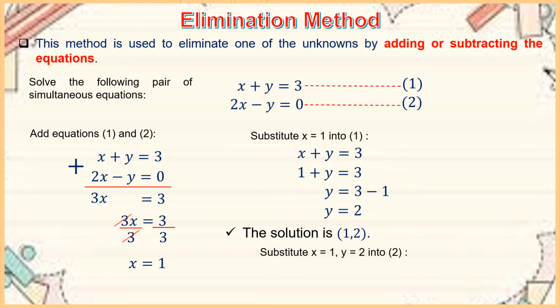Let us check whether our answer is correct. We need to substitute x is equal to 1 and y is equal to 2 into equation 2 this time. So copy 2x minus y is equal to 0. So 2 times 1 minus 2. Is it equal to 0? So let us see. So 2 minus 2. So 0 is really equal to 0. So therefore, the solution of the simultaneous equations is 1, 2.